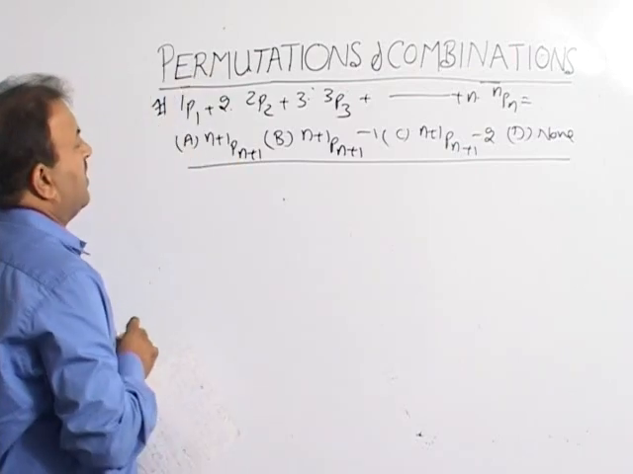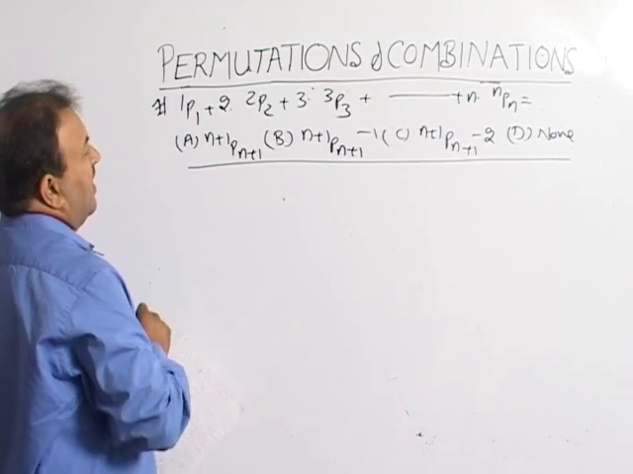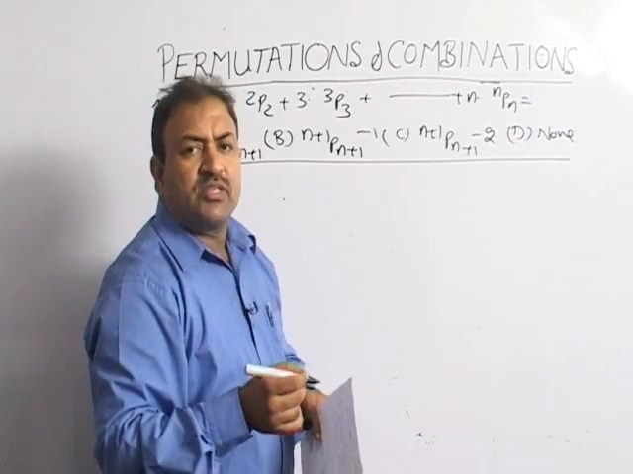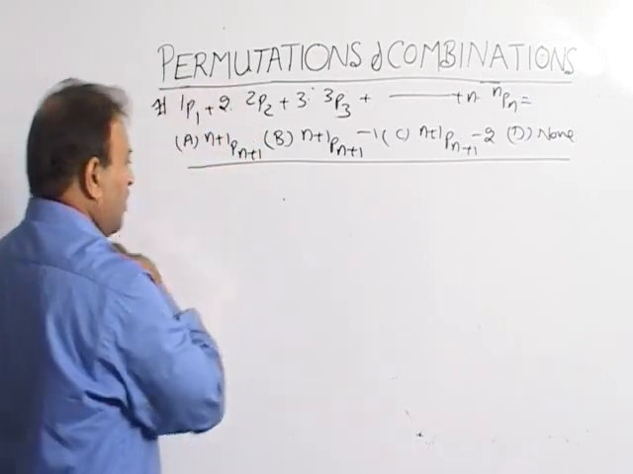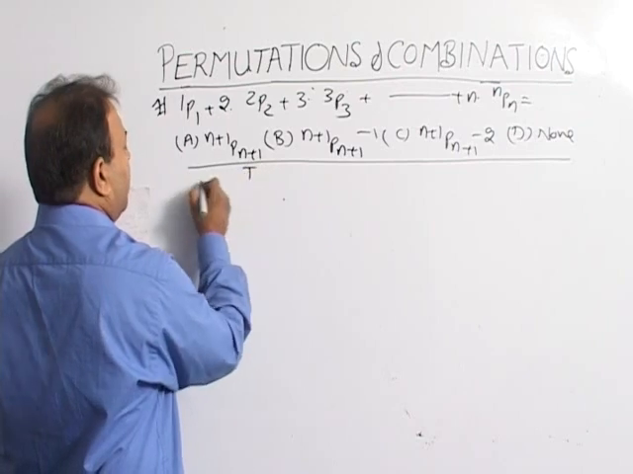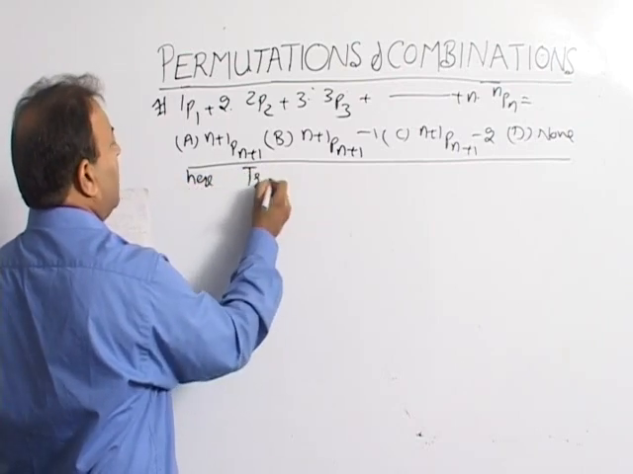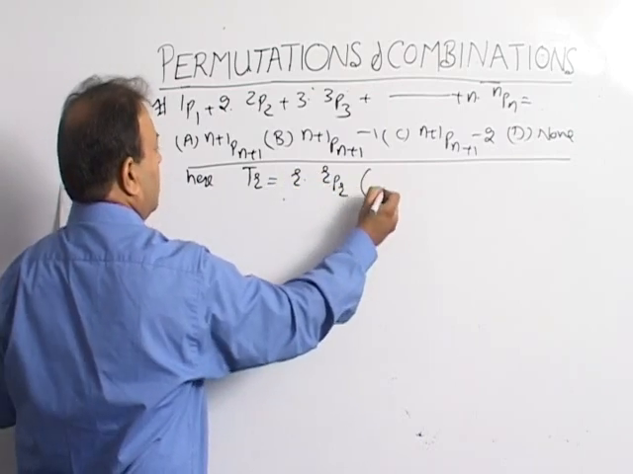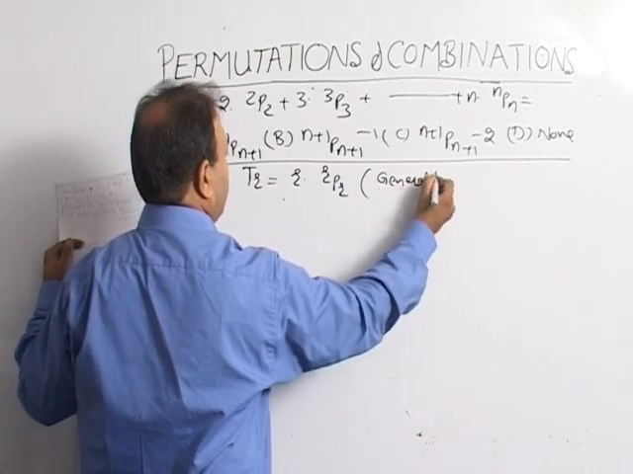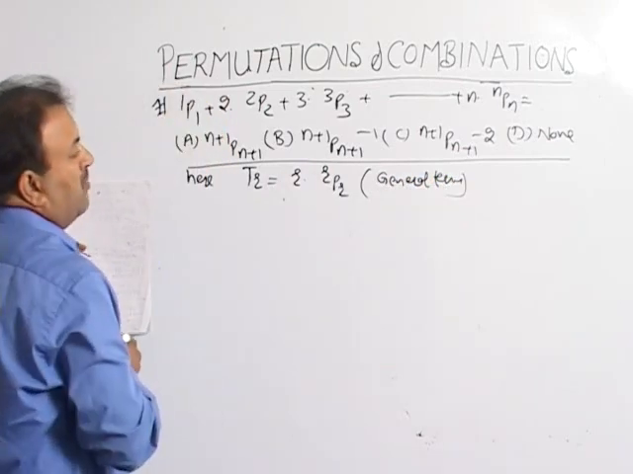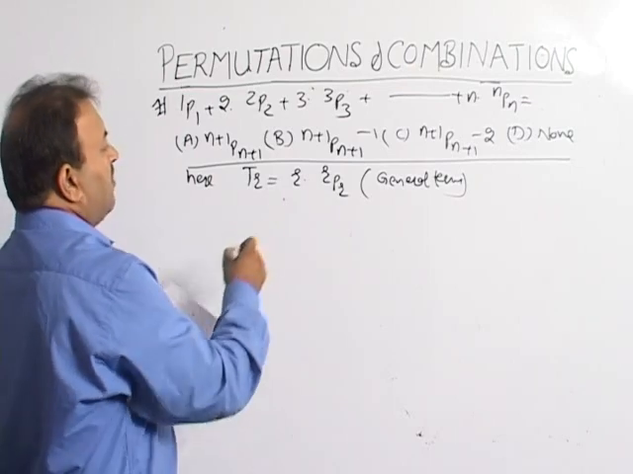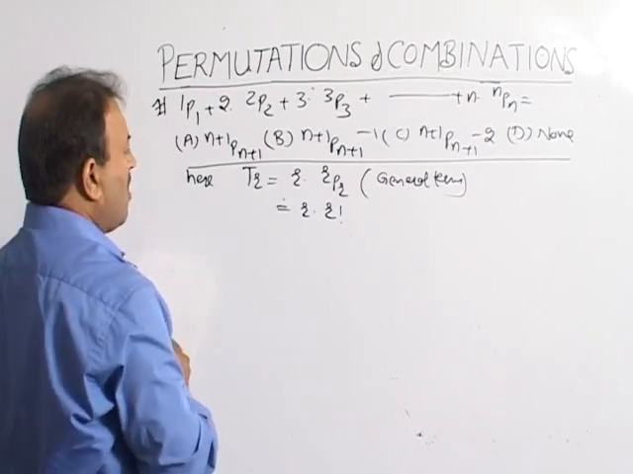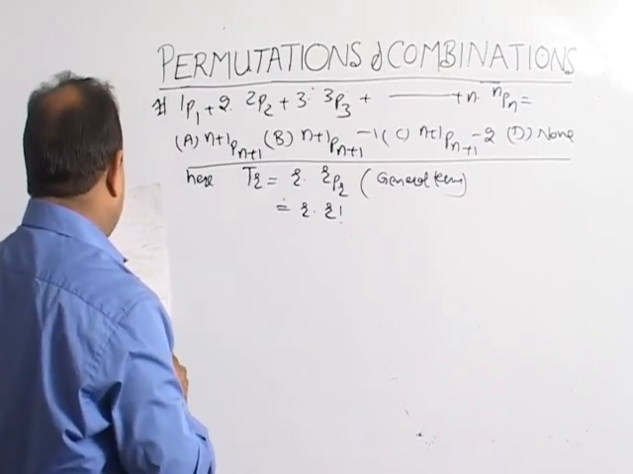Now we have to proceed. See, how will we do this? Since it goes up to n, we can't make a sequence as we did in the last question. So we will do it with the general term. We can write Tr, the general term of the sequence, as r into rPr. That means rPr is r factorial, so it is r into r factorial.